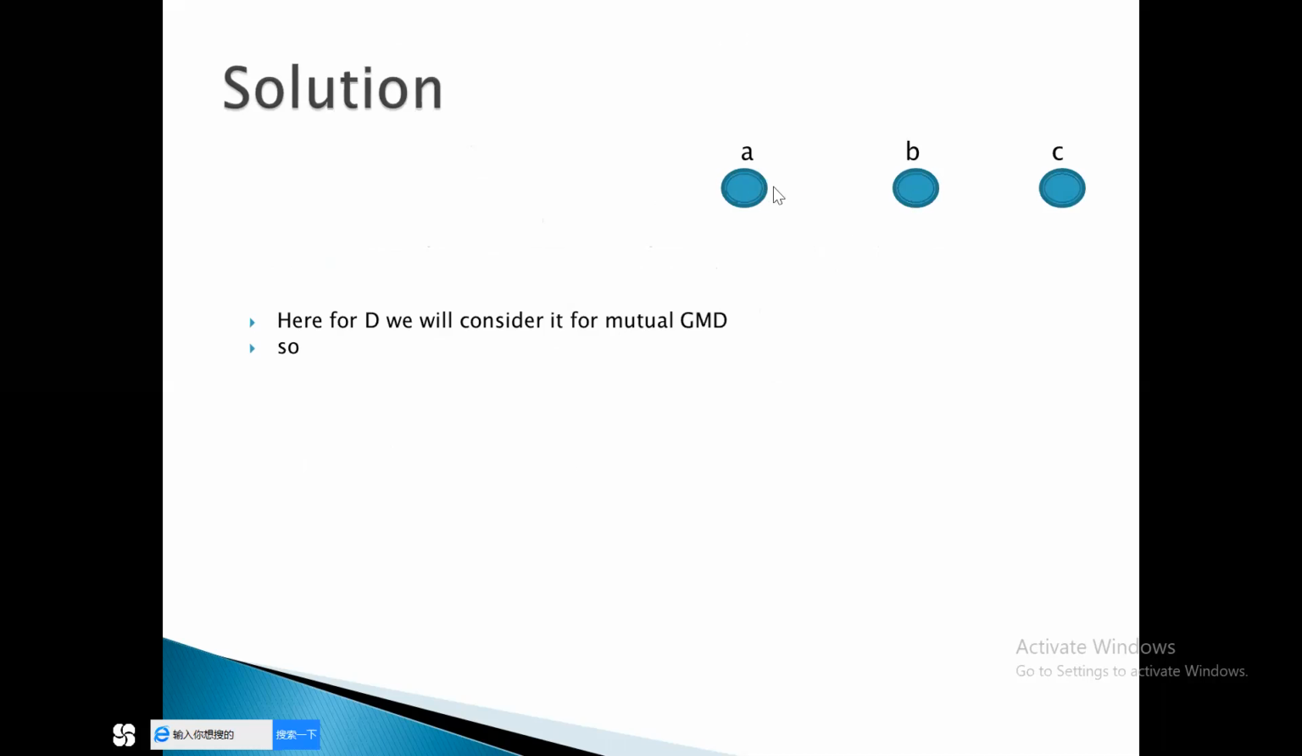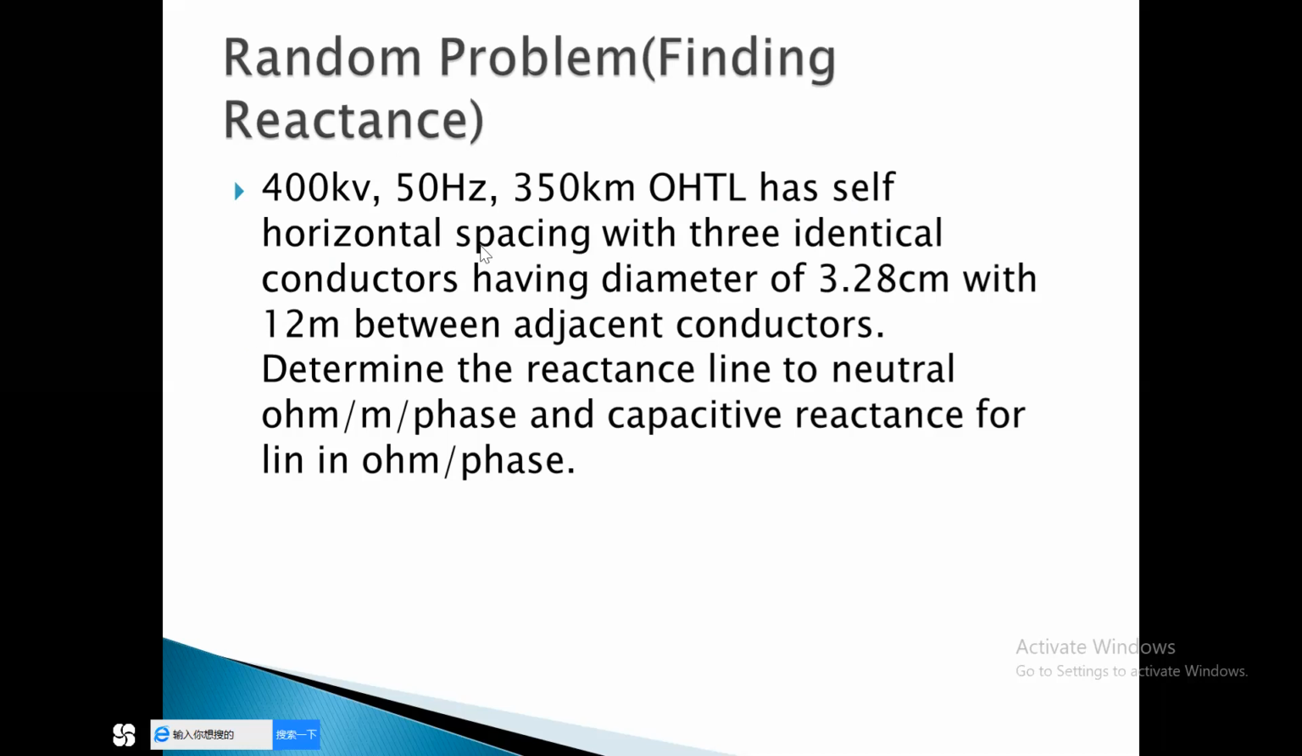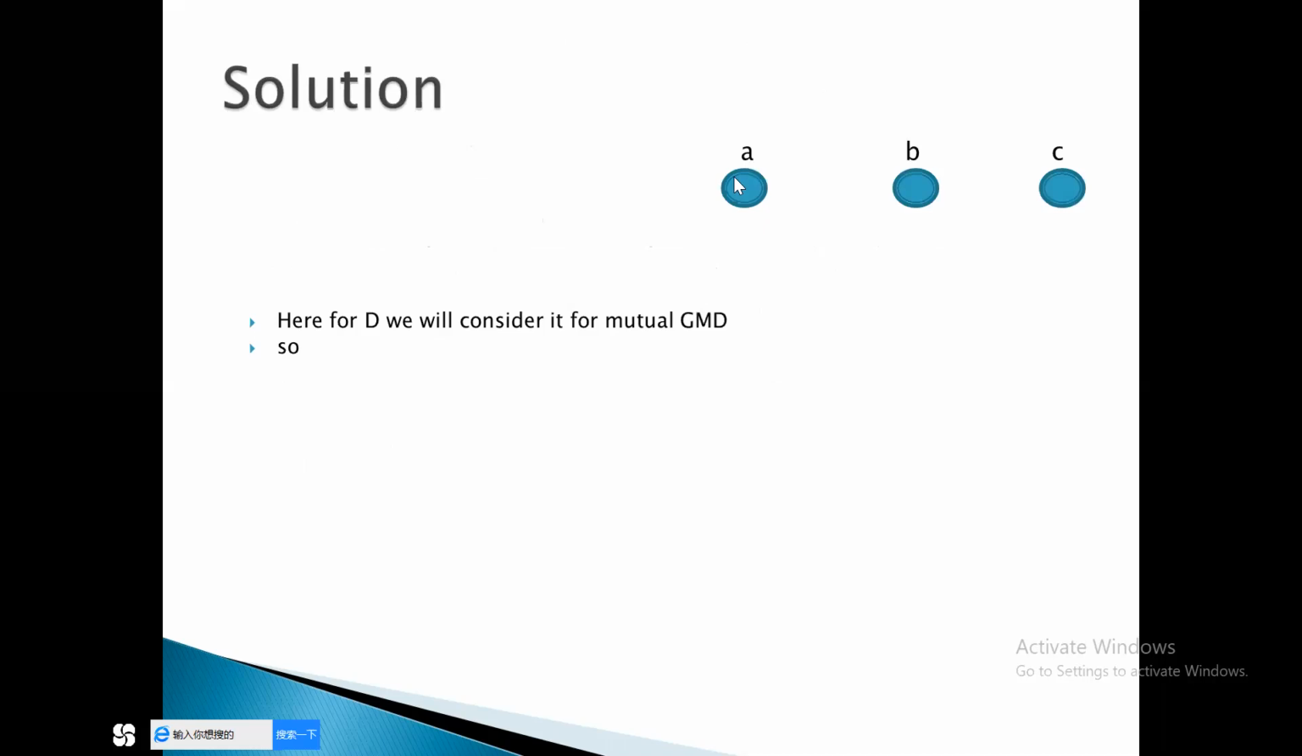Okay, A to B. The horizontal spacing is like this: A to B is the first phase, second phase, third phase, A, B, C. There are no bundle conductors here. It is not mentioned that it is a bundle conductor. So it is simple: A to B, B to C. That is, each phase has one conductor.